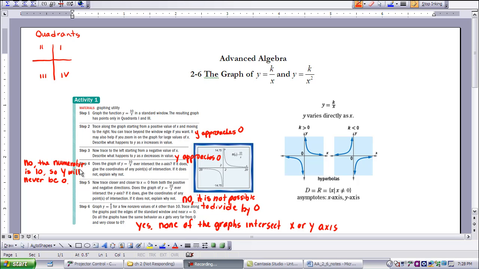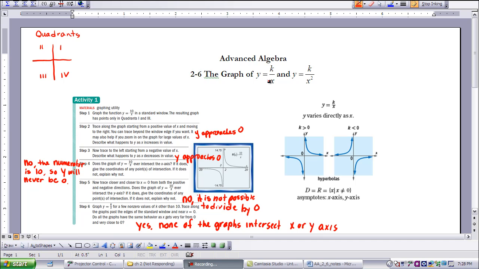In step 4, they ask you if it will ever intersect. So will it ever intersect the x-axis? Well, the numerator is 10, so y will never be able to be 0. So it's never going to intersect the x-axis. Will it intersect the y-axis? That means our value for x needs to be 0. But it's a variation equation, and x is in the denominator, so we can never have x be 0 because we can't divide by 0. So our graph is never going to cross the y-axis either.